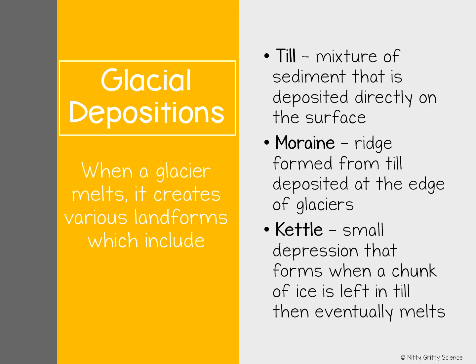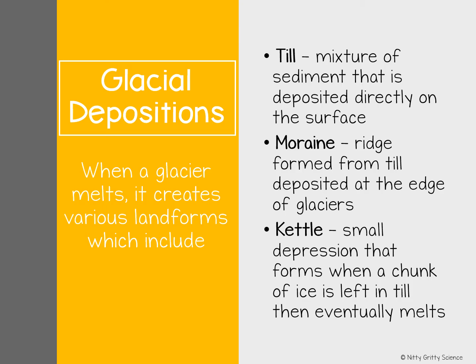Once a glacier begins to melt back, much of this sediment and large rocks and soil that it has carried down its path is deposited, creating various landforms. These landforms will remain for thousands of years. The mixture of these sediments that a glacier deposits right at the surface is called till, and it's made up of clay, silt, sand, gravel, and even boulders. And when till is deposited at the edge of the glaciers, that forms ridges, and these ridges are called moraines.